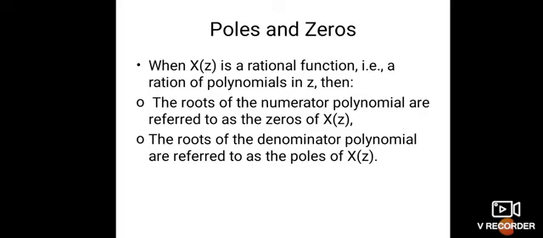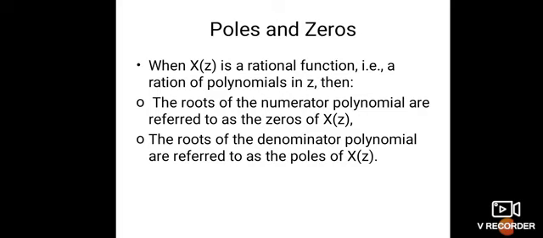Suppose X(z) is a rational function like P(z) divided by Q(z). So P(z) is the numerator of X(z) and Q(z) is the denominator of X(z). Now we know that for a polynomial, when the polynomial is equal to 0, we have the roots of the polynomial. The numerator is a polynomial P(z) and the denominator is a polynomial Q(z). If we put P(z) equal to 0, then we have the roots of the numerator polynomial, which are known as the zeros of X(z).